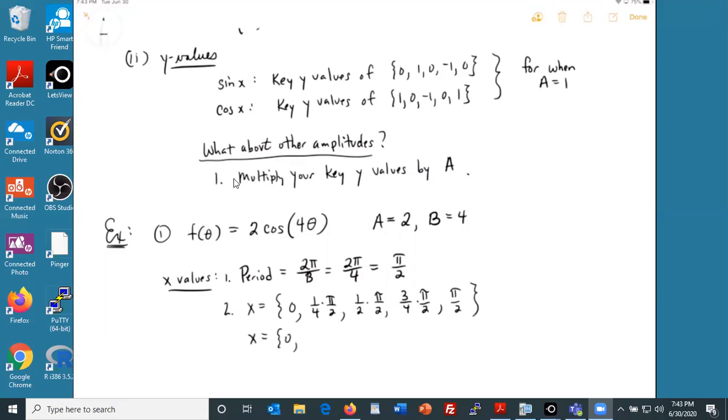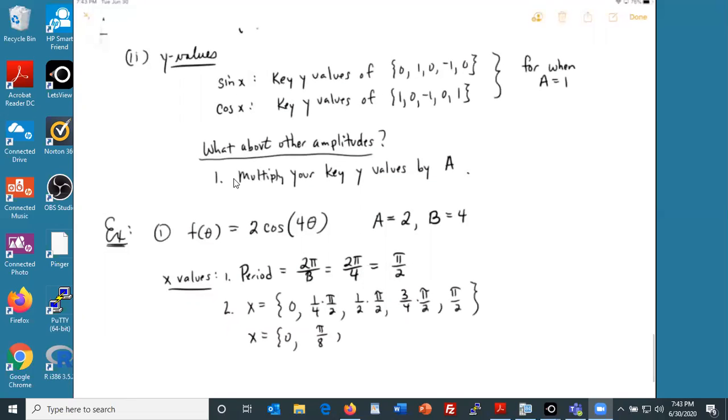You get 0, that's pi over 8, that's 4 times 2. This is pi over 4. This is 3 pi over 8, and that's pi over 2. So notice, for example, 3 pi over 8 is just found by multiplying 3 and pi and 4 and 2. So you multiply your numerators and your denominators, and you reduce where possible. So these are my key x values.